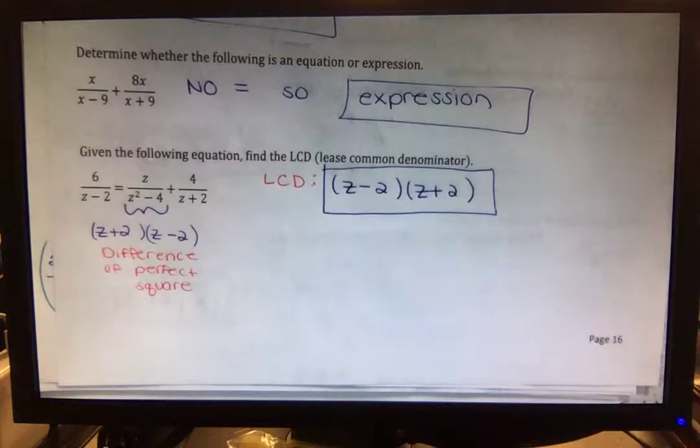So make sure you read the directions to see what it's asking, and don't just jump in like I try to do.